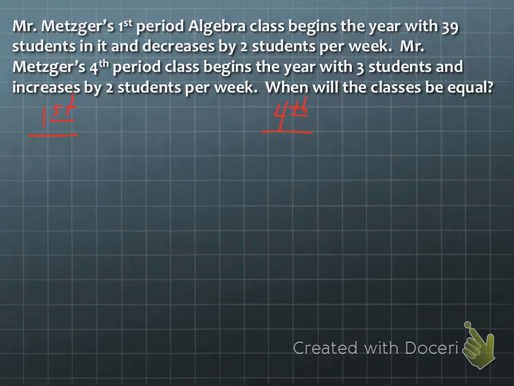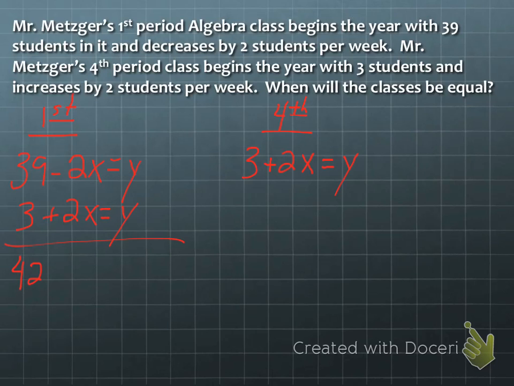So for my first period, it started with 39, and it decreases by 2 students per week. So I can write it as 39 minus 2x equals y. My fourth period started with 3, added 2 per week. So 3 plus 2x equals y. Then I can put these on top of each other, and add my columns again.